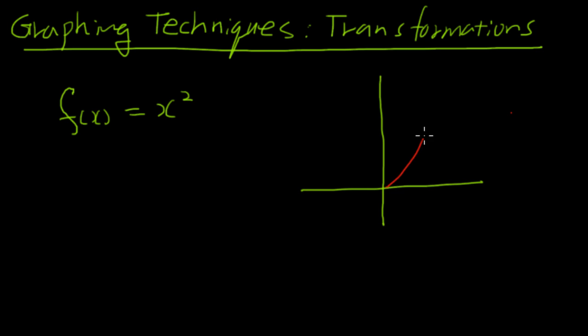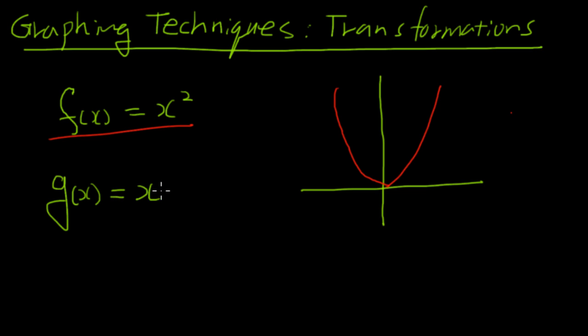It looks basically like this. It's supposed to be a perfect U-shaped curve, and that function is called the square function. If the question asks you to graph this, then this is what you should do. But what if we have another function, say g of x equals x squared plus 1?